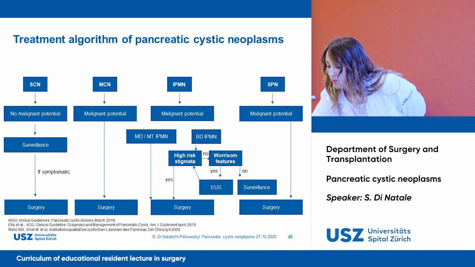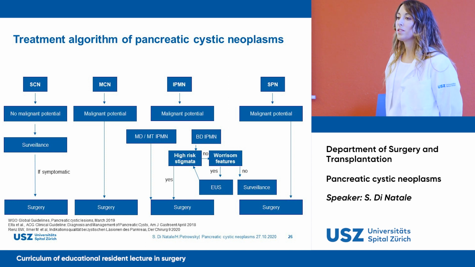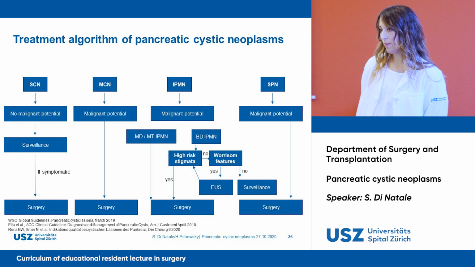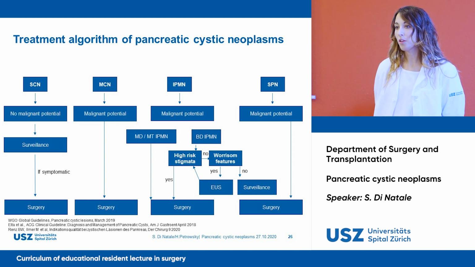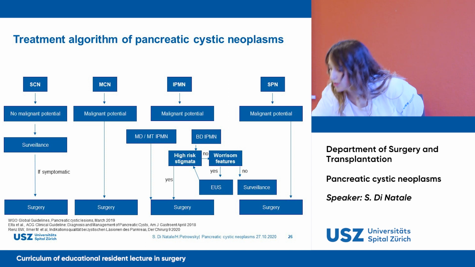Now, for branch duct IPMNs with worrisome features, surgery should be recommended to fit patients who prefer surgery. And if a surgery is not preferred, then regular endoscopic ultrasonography should be performed until high-risk stigmata are presented.